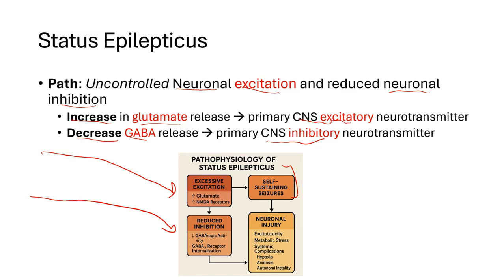acidosis, hypothermia, muscle breakdown leading to rhabdomyolysis, and autonomic instability, which can further exacerbate brain damage. The longer the seizure continues, the higher the risk of complications and mortality. Thus, it is important to identify and treat status epilepticus as soon as possible.